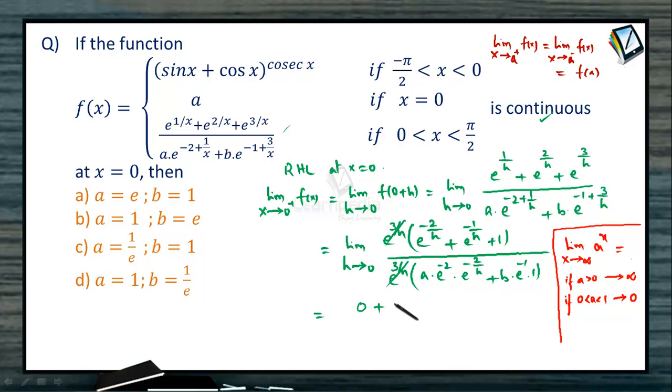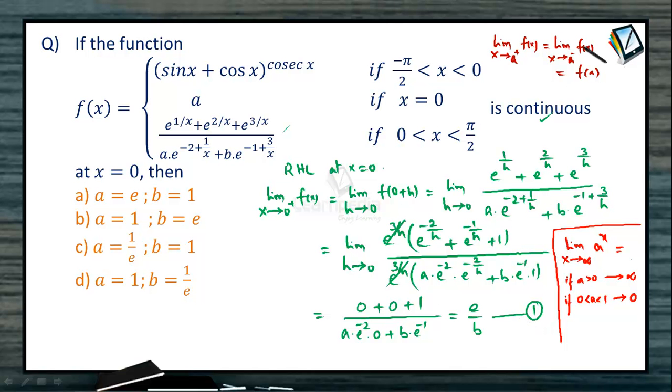That would be 0 plus 1 by a into e to the power of minus 2 into 0 plus b into e to the power of minus 1. So this is simply e by b. Let's call this right hand limit, with a value, equation 1.